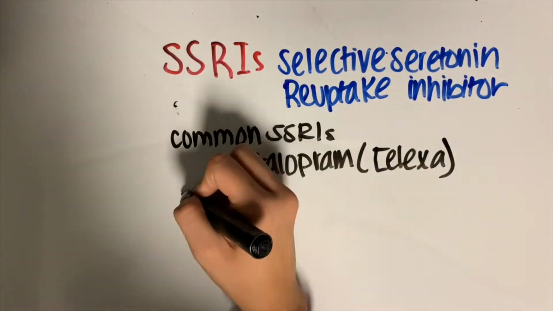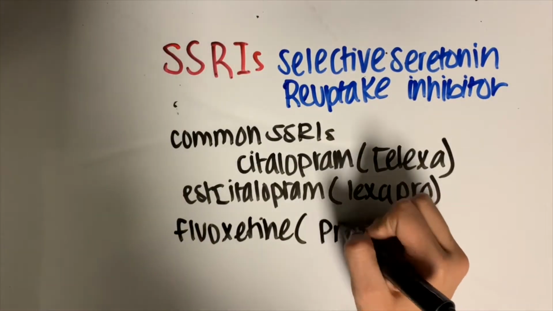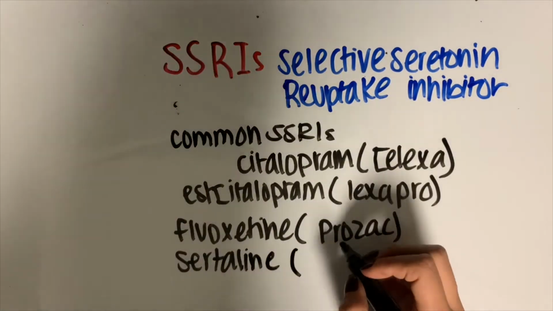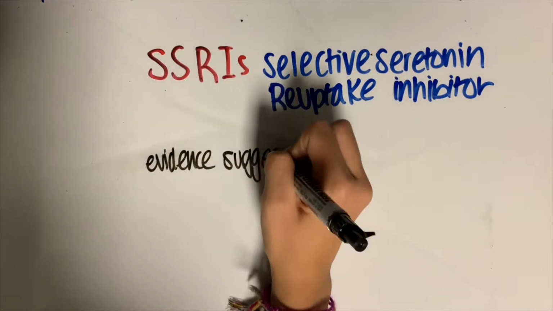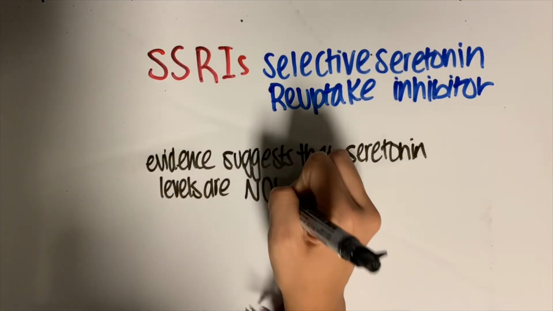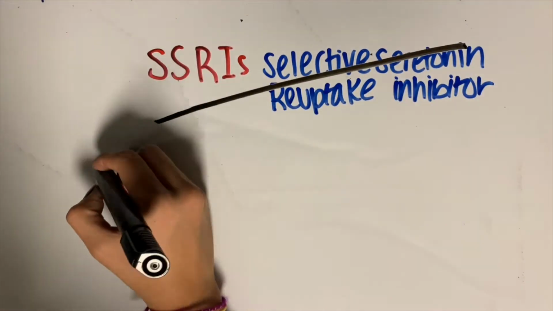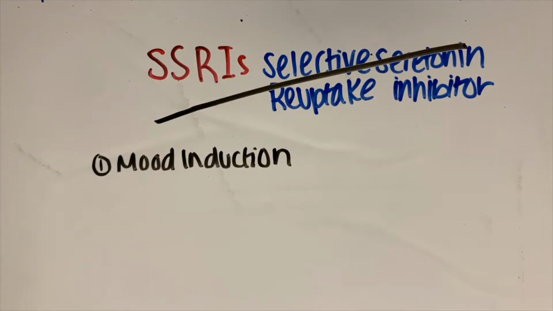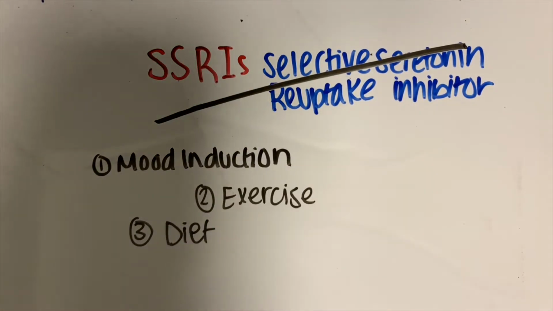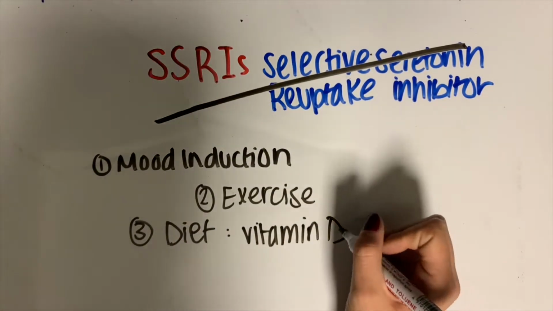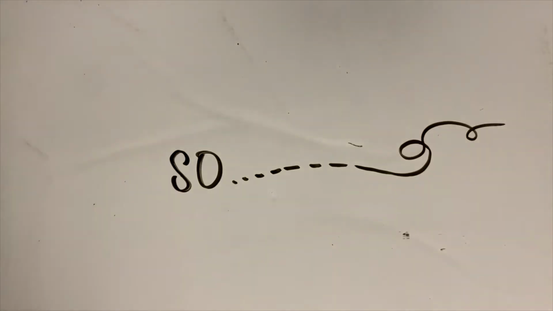Here's a list of common SSRIs. The most common one is Prozac. Evidence suggests that serotonin levels are not directly associated with depression. Like any type of medication, SSRIs don't work for everyone. In some cases, they can also cause a range of unpleasant side effects. You could use mood induction, which creates happiness naturally by doing something you love, exercise, or change your diet to have more vitamin D, tryptophan, etc. You can also be in bright light.